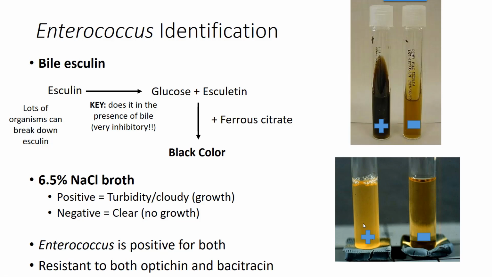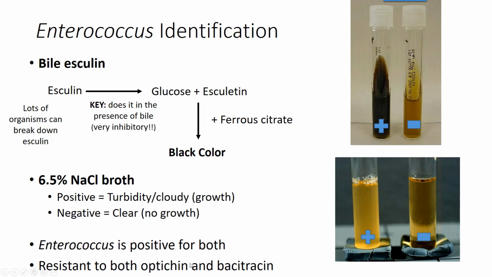Now, enterococcus bacteria, they're going to be positive for both. They're also going to be resistant to both antibiotics, optochin and bacitracin, because we also use this, and if we're trying to know what streptococcus bacteria, if we think it is a strep, we would test the sensitivities to these two antibiotics. Enterococcus is resistant to both, which means it would grow right up to those paper discs that are soaked with these two antibiotics.